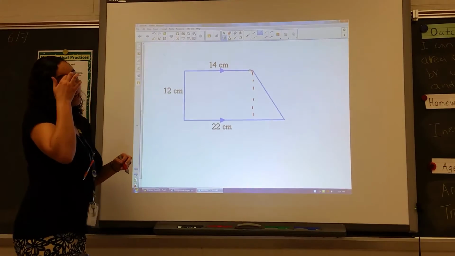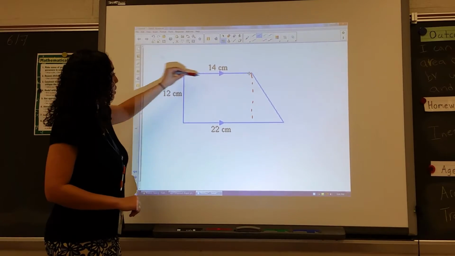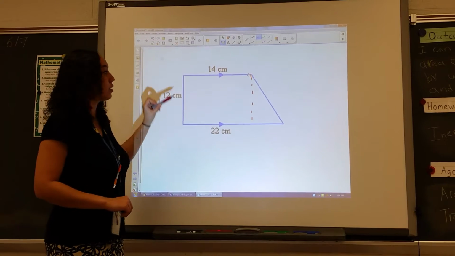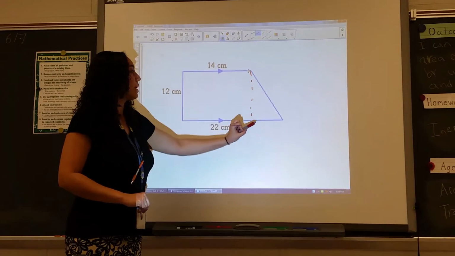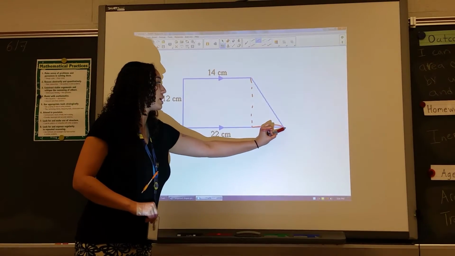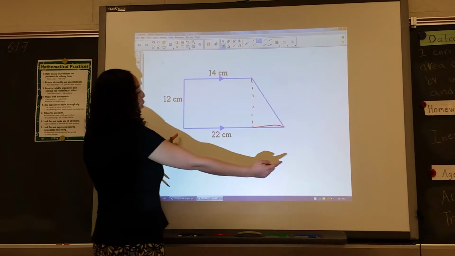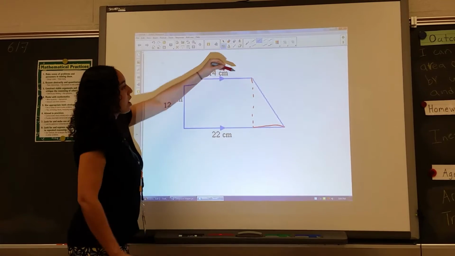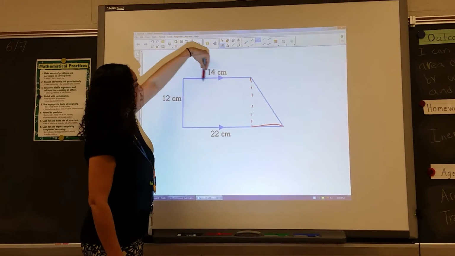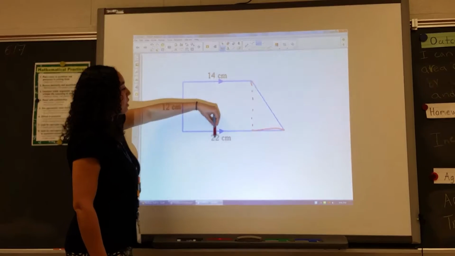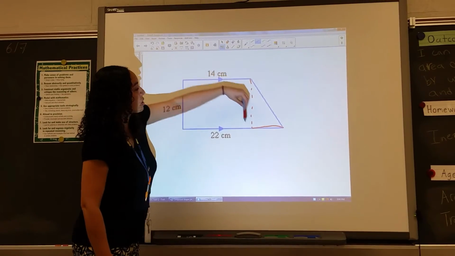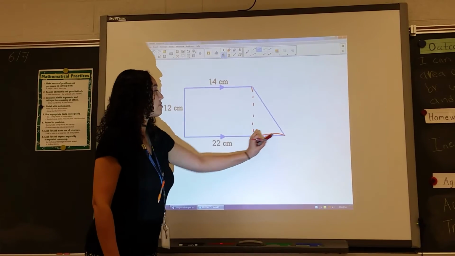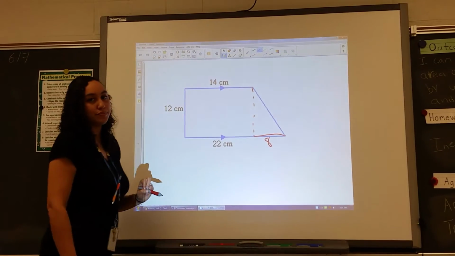So if we have it this way, we can do the rectangle right here. We can just multiply 12 times 14 to get the rectangle. But to get the triangle, we have to solve for this piece right here. If this whole base piece is 22, and up until the tip of the triangle is 14, then we can do 22 minus 14 to get this piece, and that's 8.